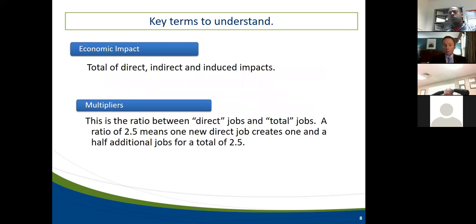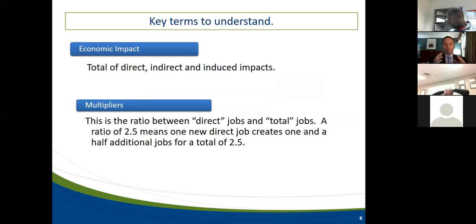A lot of times people talk about multipliers, and someone might say, well, this industry's got a 2.5 multiplier for jobs. What does that mean? It means for every 1 job created at the site, there's 1.5 jobs created off-site, and together that makes 2.5 jobs. So if we have 100 jobs on site and the multiplier is 2.5, that means the total job change is 250 jobs.